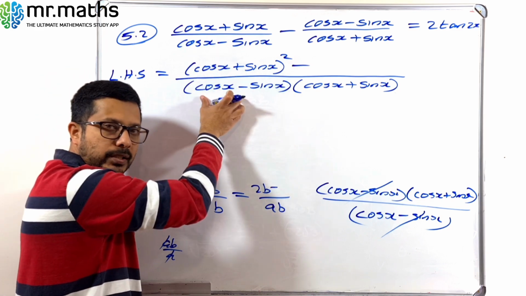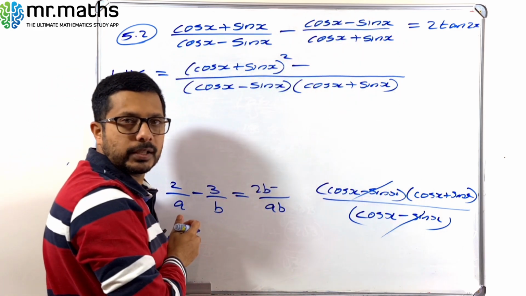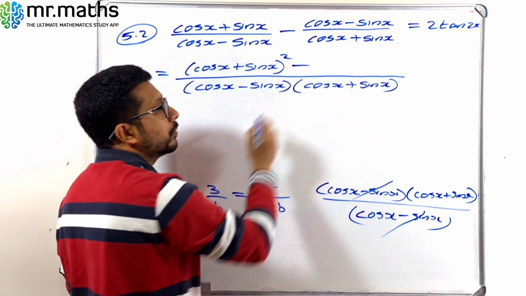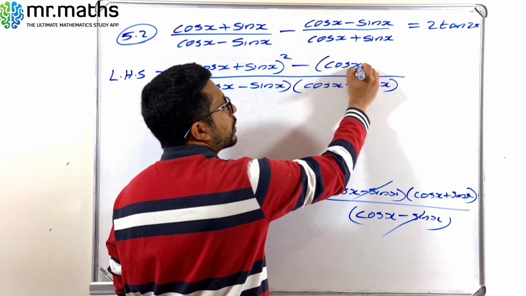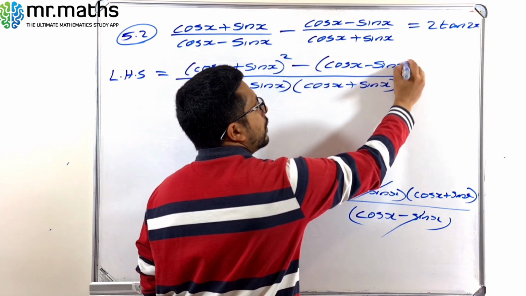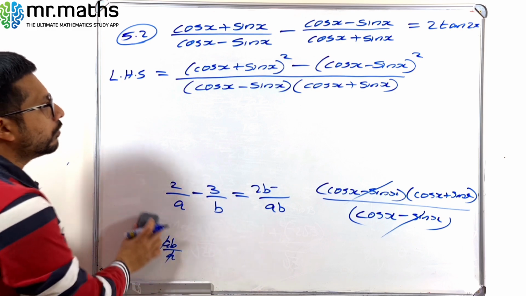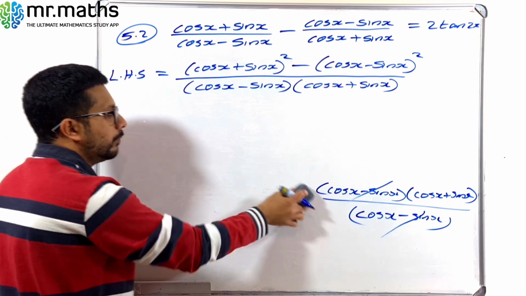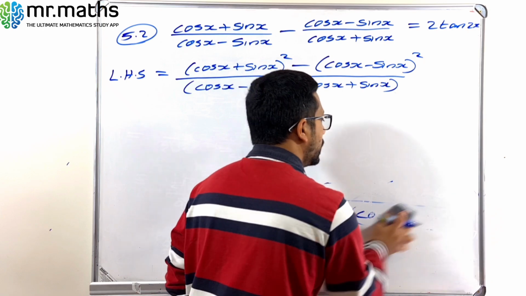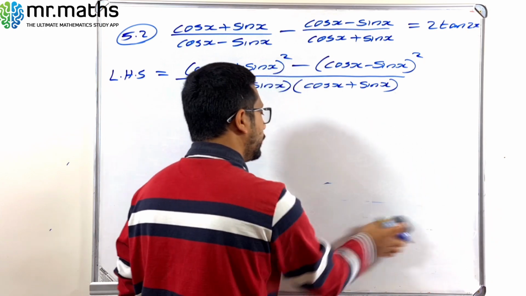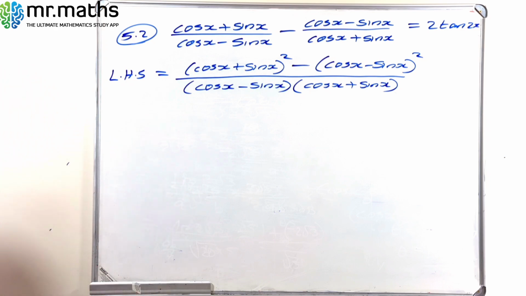That cos x minus sin x, that answer cos x minus sin x times cos x minus sin x, that numerator. So there are two cos x minus sin x. So it is cos x minus sin x the whole square. Okay, so now we have to expand this one and simplify. It's a lengthy process, but you have to do that one without any mistake. Now expand that one.